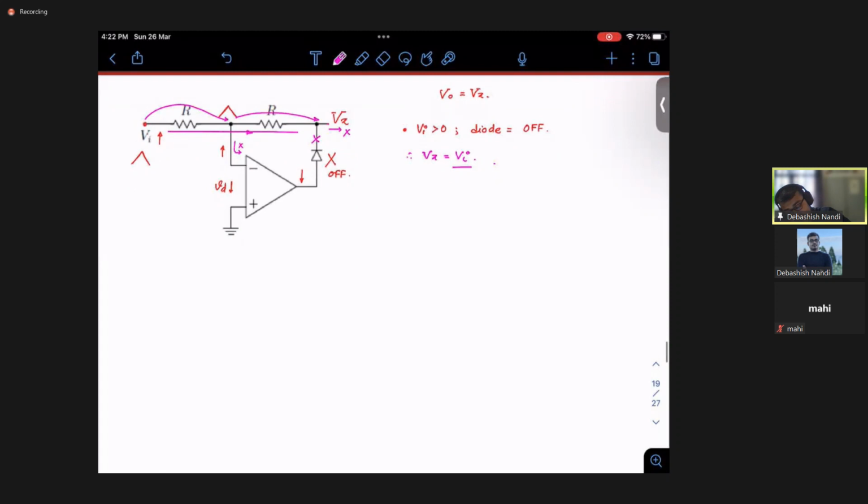Now what about the negative cycle? What about the negative cycle? Let me draw the circuit diagram.